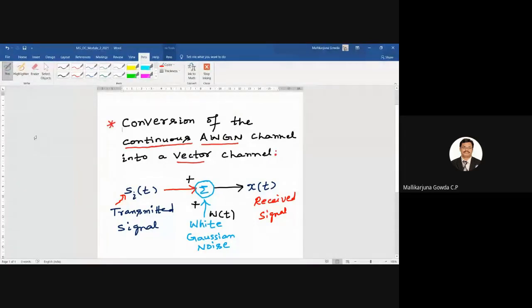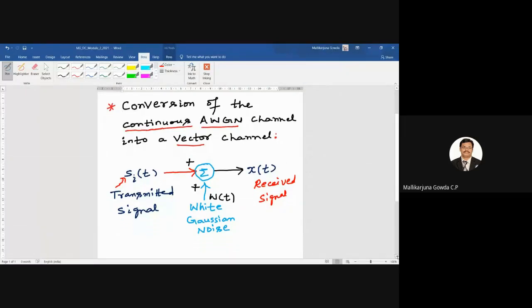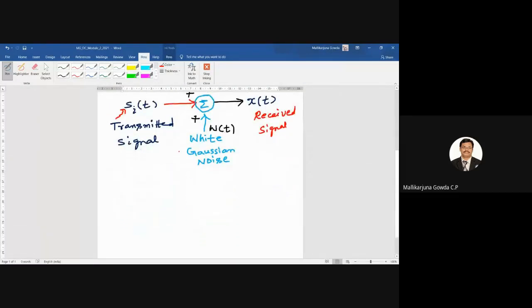Okay, so this is the additive white Gaussian noise model of a channel, what I can say. Hope you people have written. So this figure is what I said, additive white Gaussian noise, AWGN model of a channel.